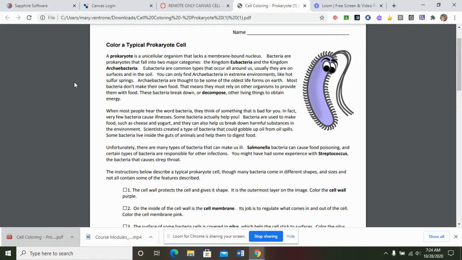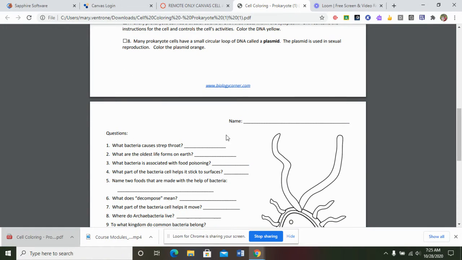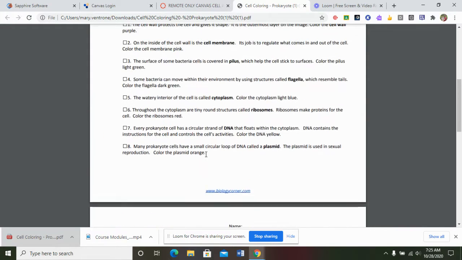Unfortunately, there are many types of bacteria that make us ill. Salmonella bacteria can cause food poisoning, and certain types of bacteria are responsible for other infections. You might have had some experience with Streptococcus, the bacteria that causes strep throat. So right here, Streptococcus, that is my answer for the first question here. So sorry guys, they don't actually go in order. I was wrong there.